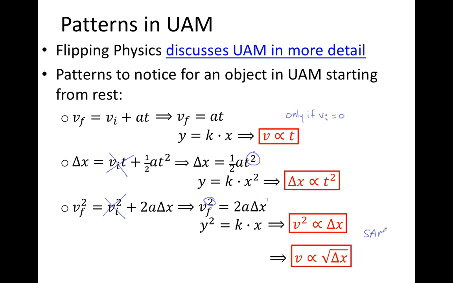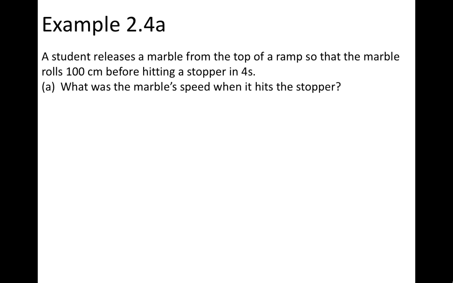They are mathematically identical. In this example, a student releases a marble from the top of a ramp so that the marble rolls 100 meters before hitting a stopper in 4 seconds. And part A wants us to calculate the marble's speed when it hits the stopper. We'll start the problem off by identifying the given and unknown information and making a givens and unknowns table.